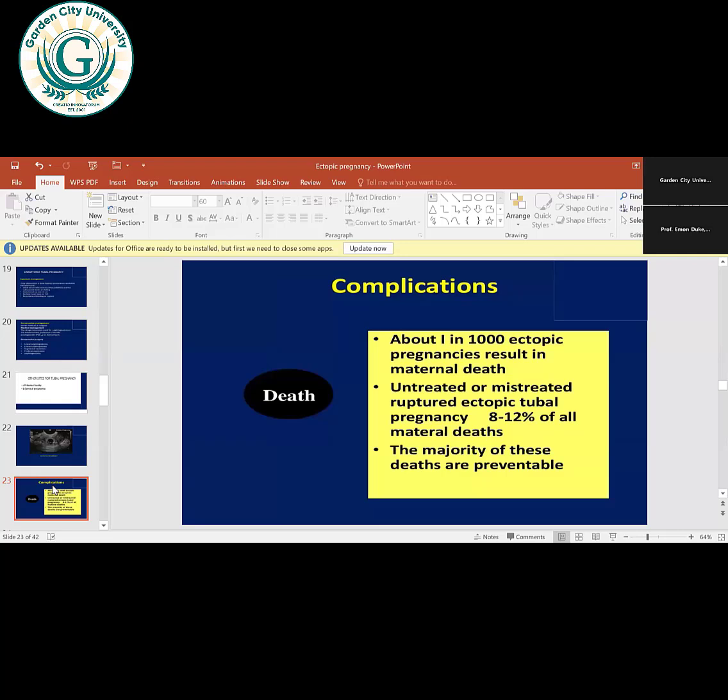Complications. About 1 in 1,000 ectopic pregnancies result in maternal death. Untreated or mistreated ruptured ectopic tubal pregnancy accounts for 8 to 12% of all maternal deaths. The majority of these deaths are preventable. What makes them preventable?